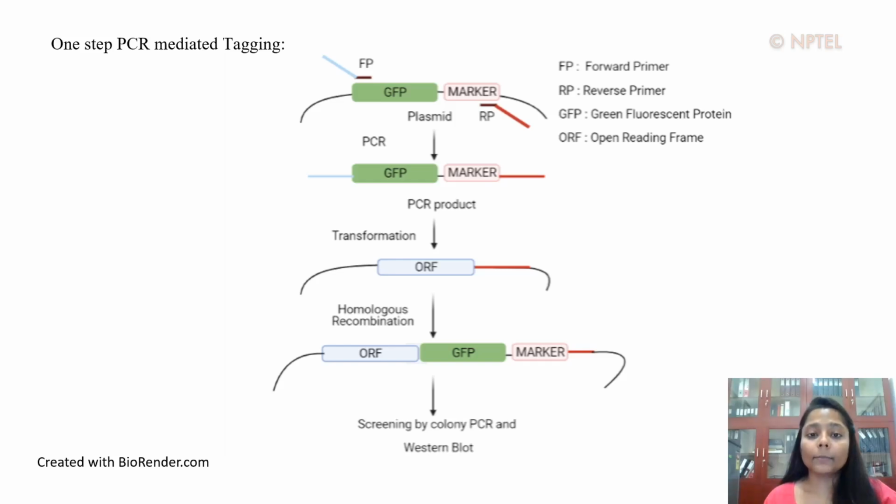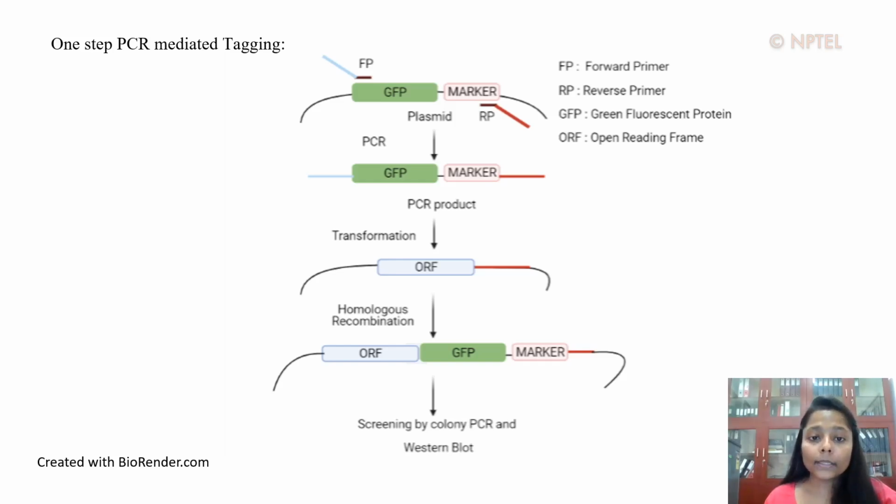Here we have the plasmid with our tag of interest and the marker specific to the yeast cells. We amplify this entire sequence with a pair of oligos. The forward primer and the reverse primer have DNA sequences at their tail which will be homologous to the region where we want to incorporate this tag. We amplify this tag by polymerase chain reaction and then transform the PCR product in the yeast cell.